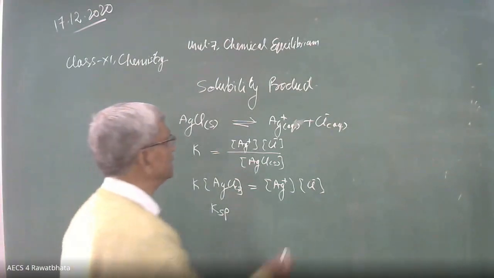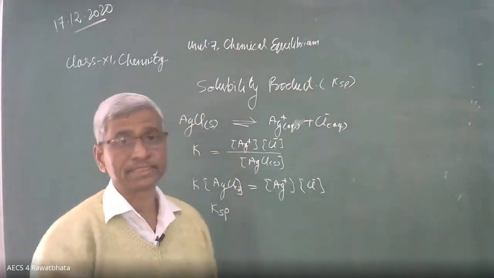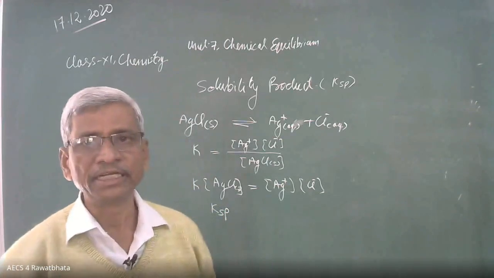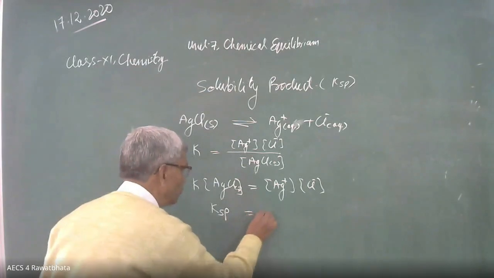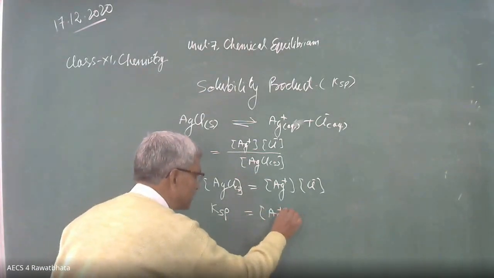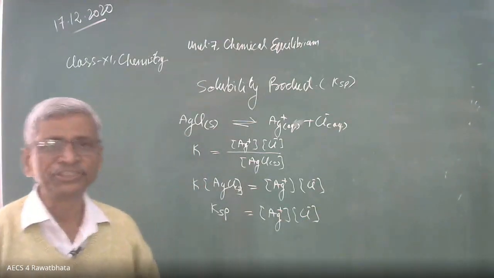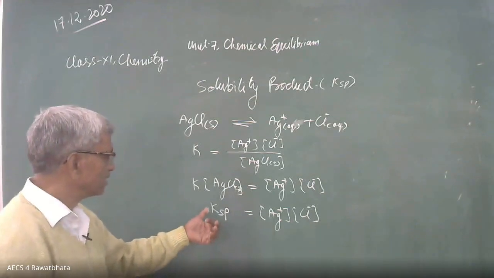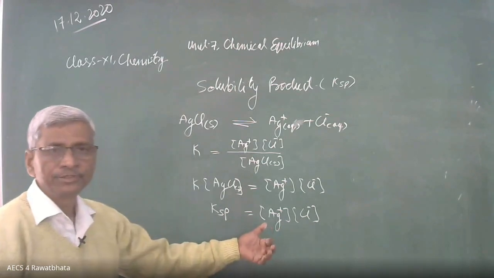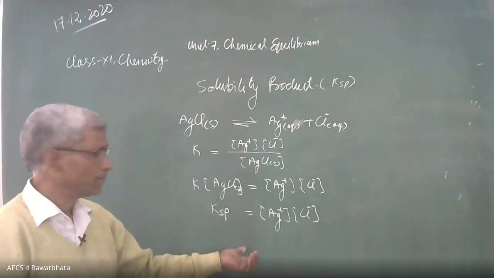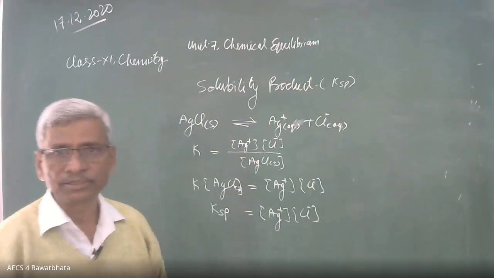Its symbol is Ksp. Sometimes it is also written as Ks. In some books you can find it as Ks only. That is also correct. This solubility product is equal to the molar concentration of Ag positive ion times the molar concentration of Cl minus ion. So here the definition comes. The solubility product is the product of molar concentration of ions in the aqueous solution, in a saturated solution of a sparingly soluble salt.